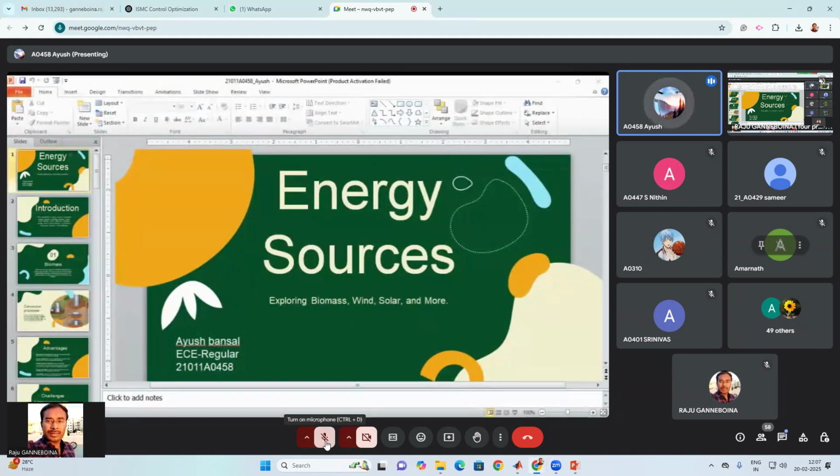So starting off with biomass, biomass refers to the organic material derived from plants and animals. Common sources include food, agricultural residue, and waste. Biomass can be used directly as fuel or converted into biofuels or biogas.